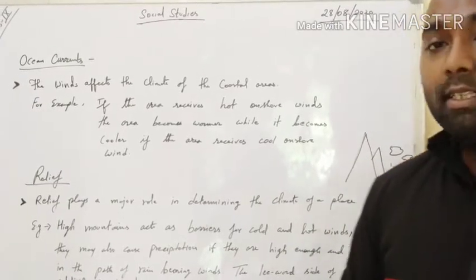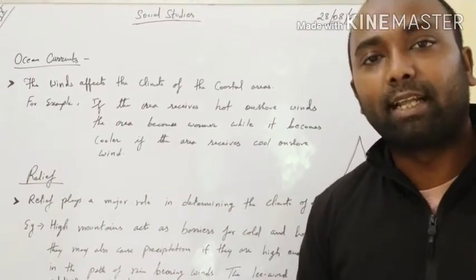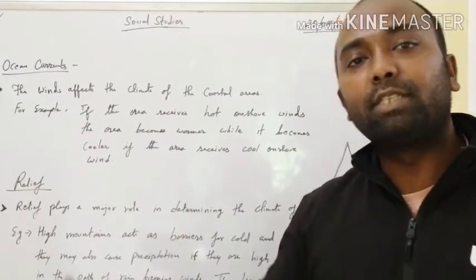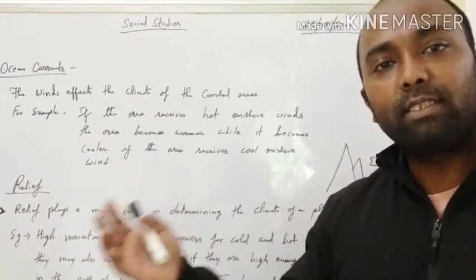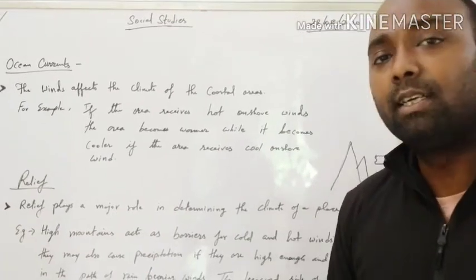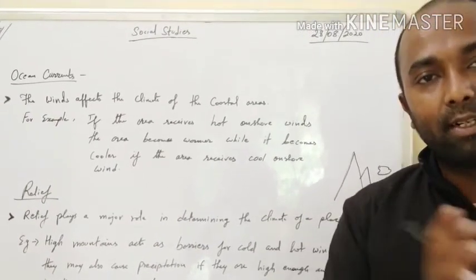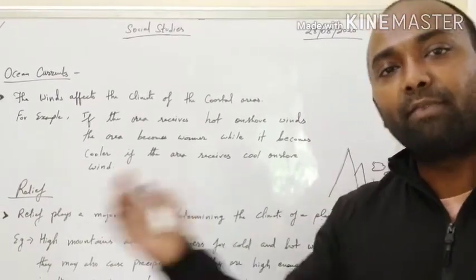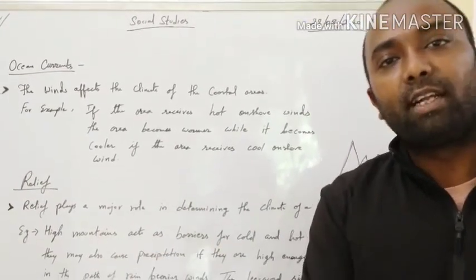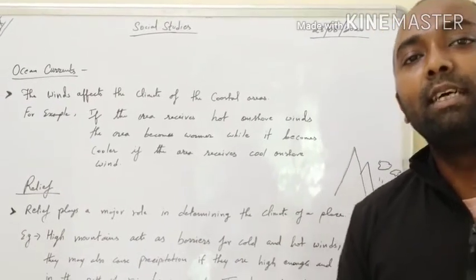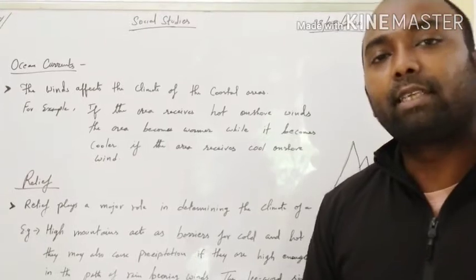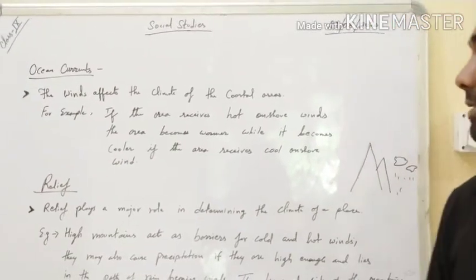On the other hand, if the cool onshore wind is there, cool onshore wind means when the wind which is blowing from the sea to land is cool, then obviously it will lower the temperature of the land area. If the temperature of the land area is high and the wind which is coming from the sea is cool, it will moderate the temperature, it will change the temperature of the land region. So in this way, the ocean current also affects the weather condition of a place.